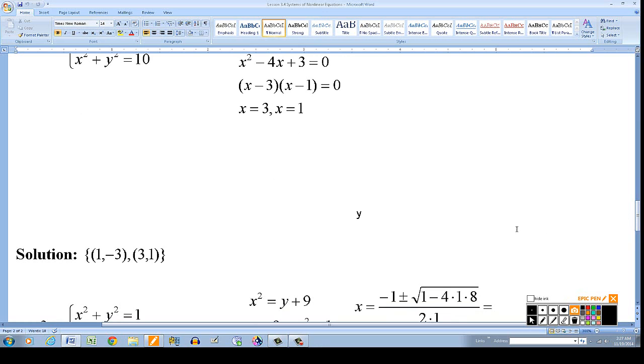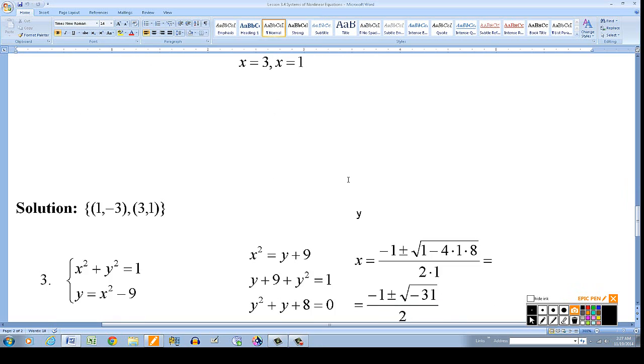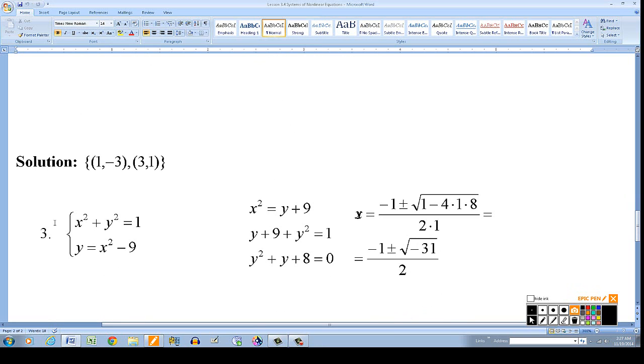Okay, and the next one I have the system x squared plus y squared is equal to 1, which represents a circle, and the second one is y is equal to x squared minus 9, which is a parabola. So again, I could have no solution if the graphs do not intersect. I could have 1, I could have more depending on the intersections.